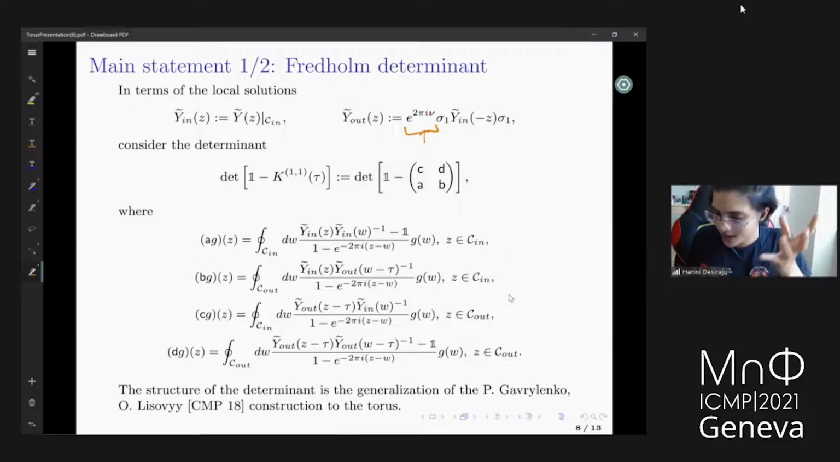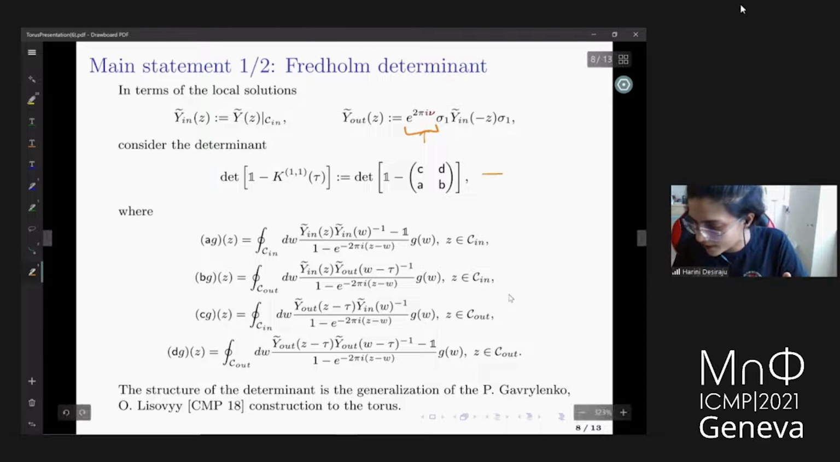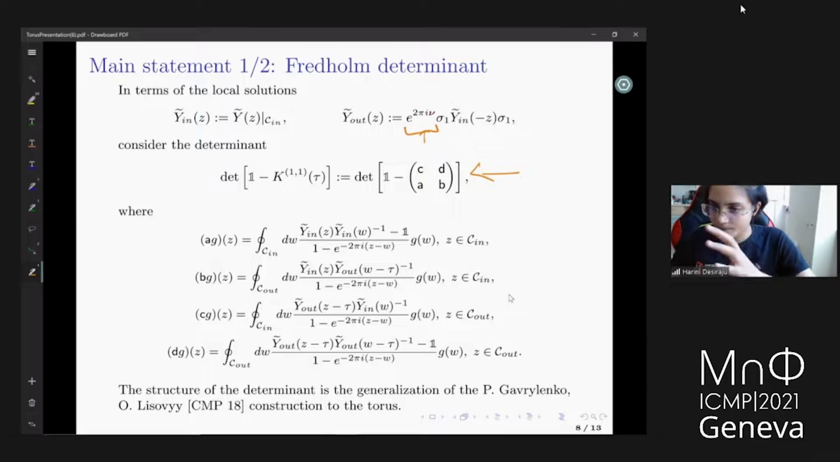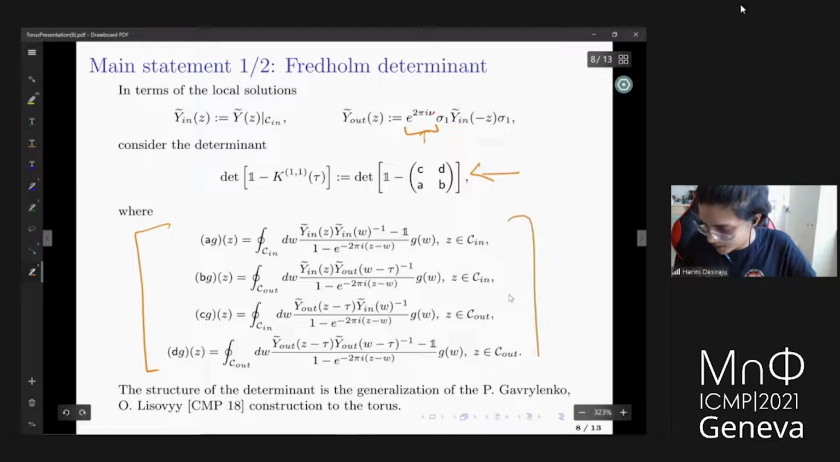Okay, so in terms of these local solutions, which are hypergeometric, let me define the following determinant, where K11 has the following kernel. It's a block operator. It's a 2 by 2 block operator. And this is the explicit form of the kernel, where A, B, C, D, you can see them here. And everything is in terms of the local solutions.